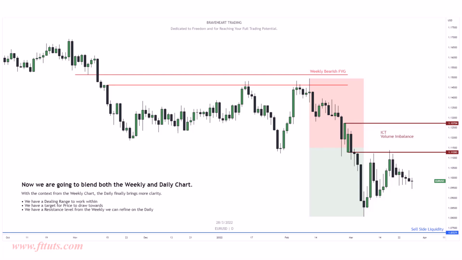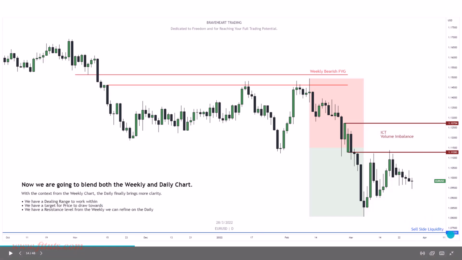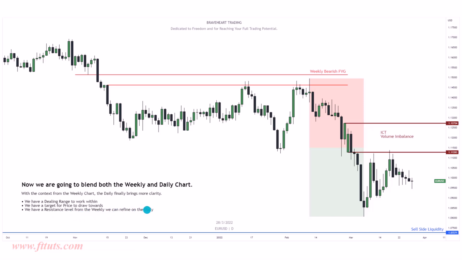So now we're going to blend both the weekly and daily chart together. Now we can see that with the context on the weekly chart, the daily becomes really clear and we have clarity in our trading. How do we have more clarity? Well, we have a dealing range to work within, this high to this low. We don't want to be looking for sells in a discount market where it's extremely cheap. We have a target for price to draw towards, the sell side liquidity. And we have a resistance level from the weekly we can refine on the daily.